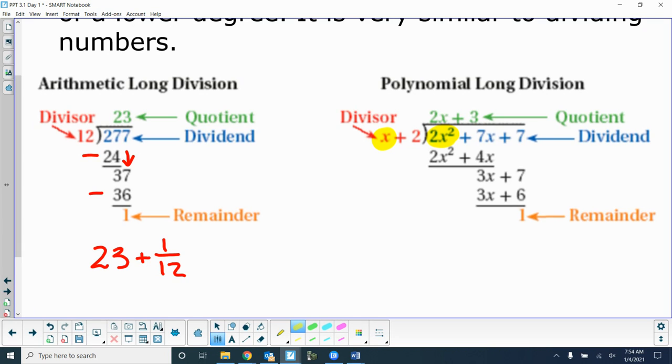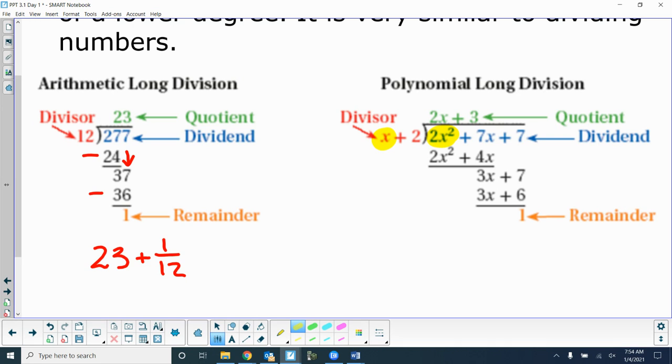Now what do we do with this 2 and the 12 then? What was that step? To get 24, what did I do? Multiply. Well, I'm going to do the same thing. I'm going to multiply 2x times x. That's where that 2x squared comes from. But I also have to multiply 2x times the 2. That's where that 4x came from. So it's like distributing. Does that make sense?